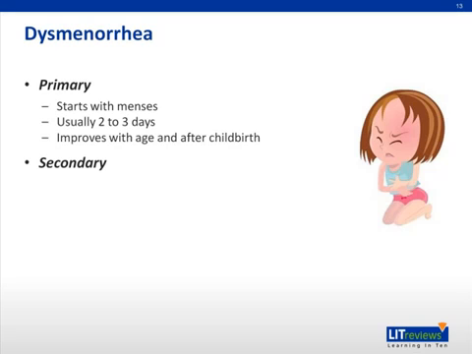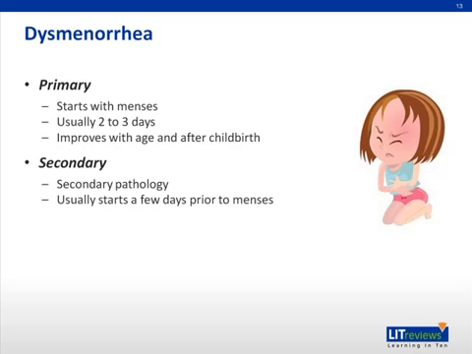Dysmenorrhea may be secondary when it's secondary to some other pathologies such as endometriosis, fibroids, or chronic pelvic inflammatory disease. This usually begins few days prior to the menses and gets better once the bleeding begins. Obviously, this would be associated with other signs of the associated disease. It's important to ask about severity of dysmenorrhea, as a severe dysmenorrhea will lead to time off work or school. Is this a recurrent feature? Would also be an important question.